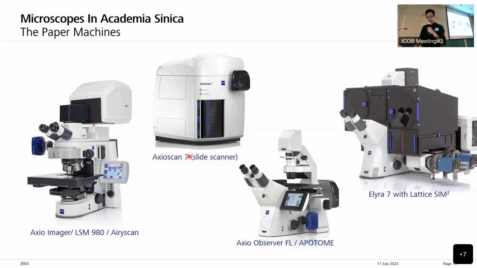Then we have other systems, mainly inverted microscopes. Here the Observer is an inverted type microscope with fluorescence functions. And the most advanced model is called Lattice Lightsheet 7, with the latest structured illumination functions.